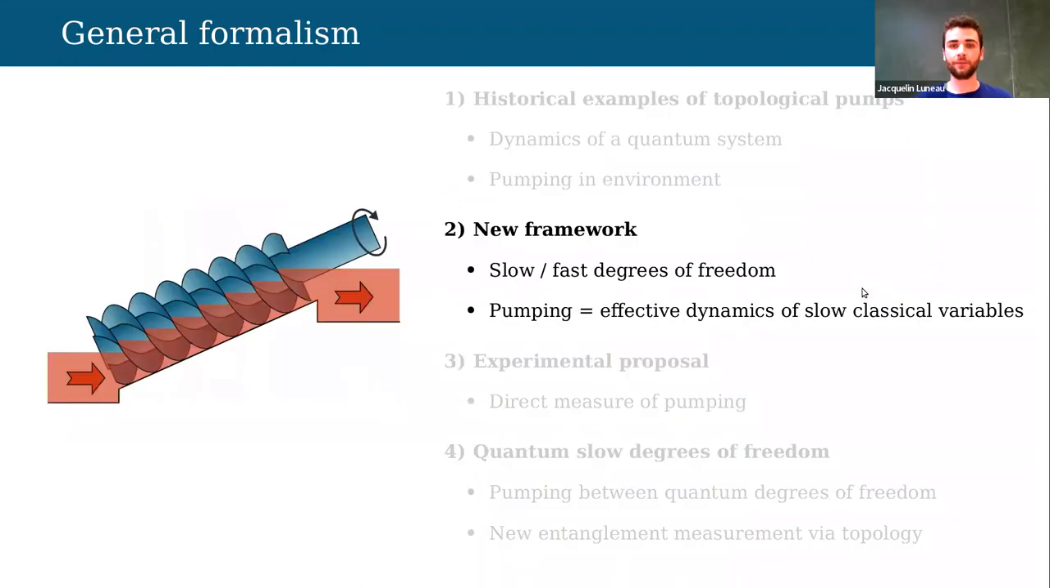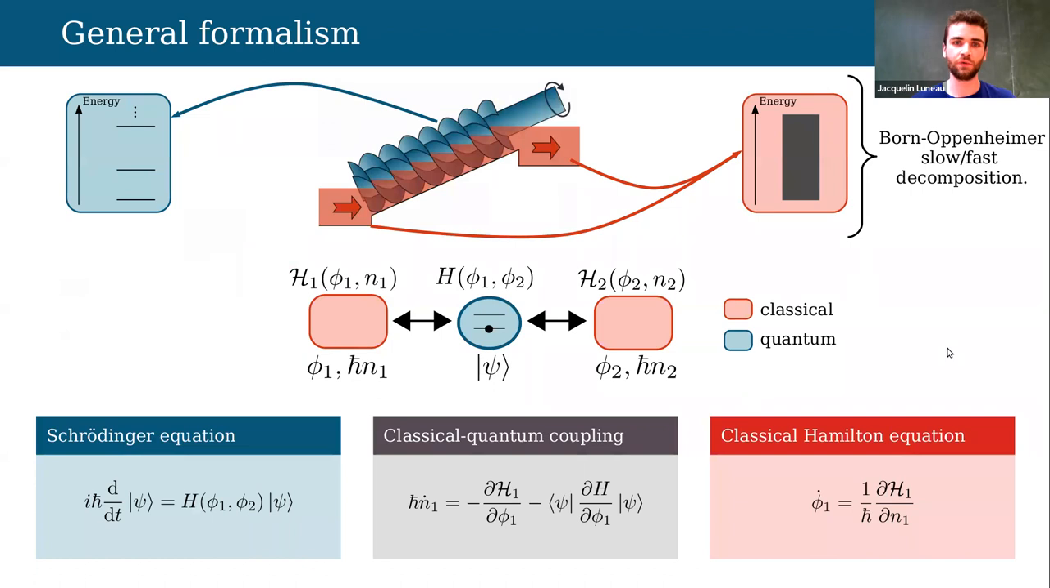So what I will present now is a general framework which we developed, in which we can describe topological pumping as a coupling between slow classical degrees of freedom to fast quantum degrees of freedom, and the pumping is seen as an effective dynamics of the slow variables. So let's introduce this formalism.